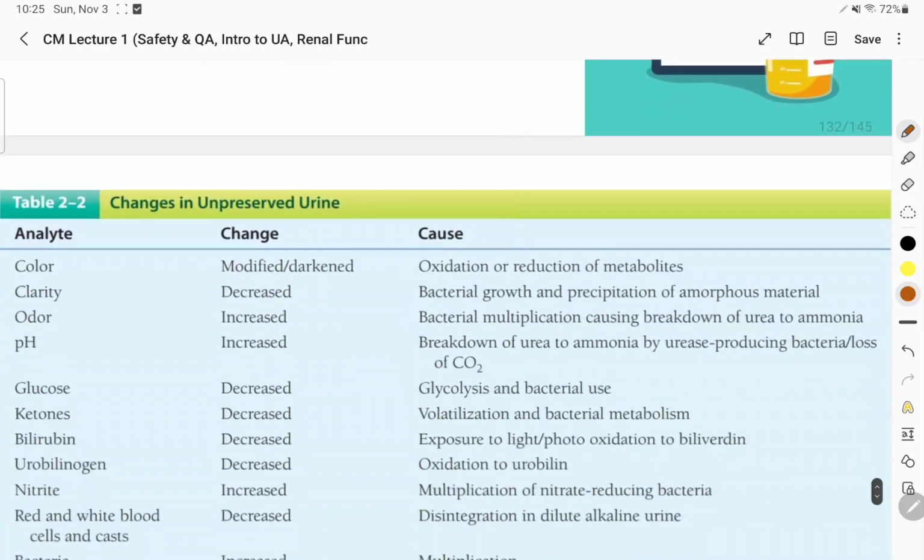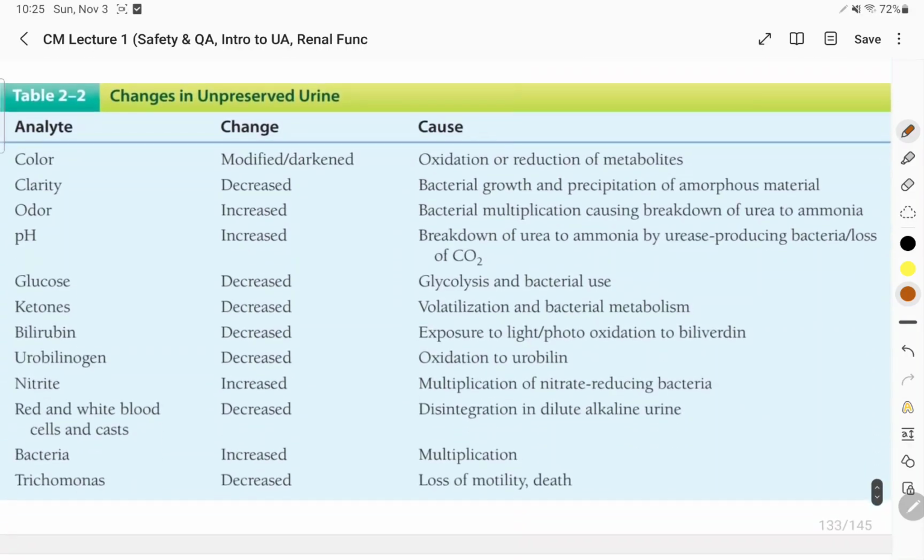So, importante na siya. So, these are the changes in an unpreserved urine. Color, mo darken siya kay ma-oxidize or ma-reduce ang metabolites. Clarity, mo decrease, meaning mo lubog, mo turbid siya kay mo tubo ang mga bacteria, and amorphous materials will precipitate. Okay? Odor, mo bahog siya, mo increase, tungod kay your bacteria will break down your urea to ammonia, bahog ang ammonia.